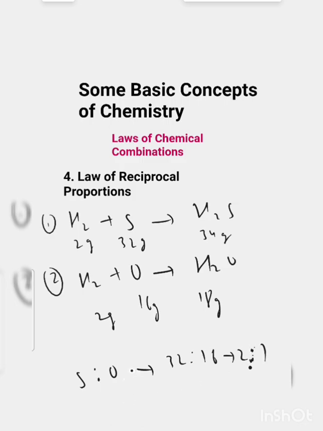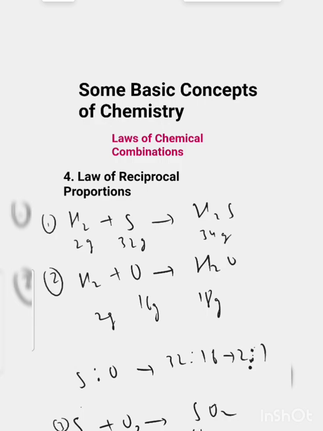And now suppose we have sulfur plus oxygen giving us SO2. This is the third reaction, this is 32 gram, this is 32 gram, and this will be, you can calculate, 32 plus 32, 64 gram.